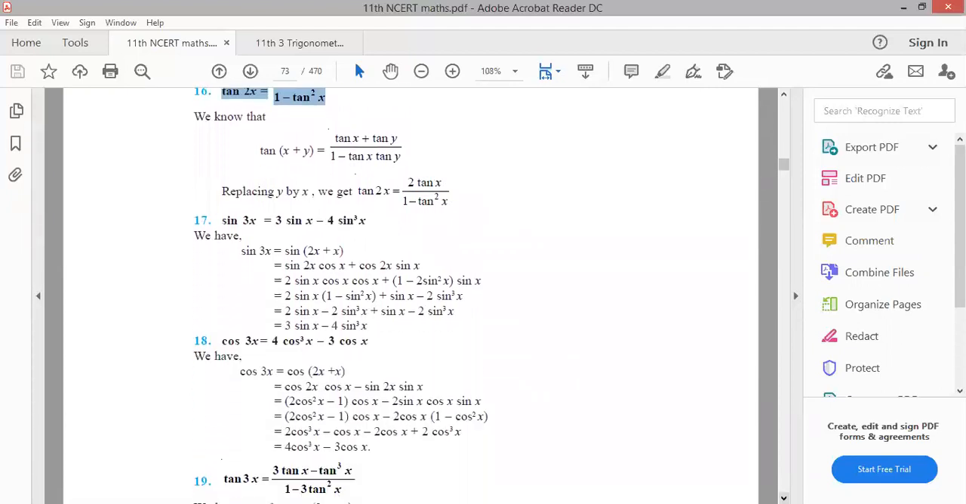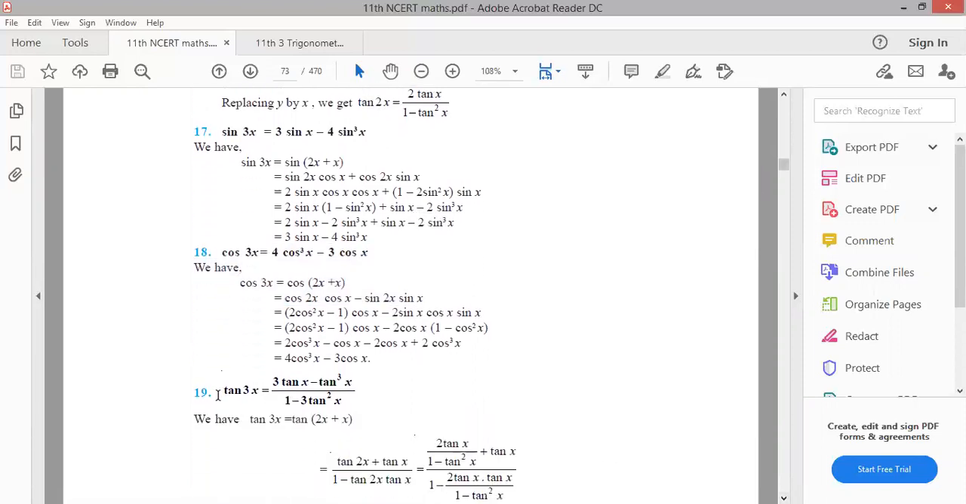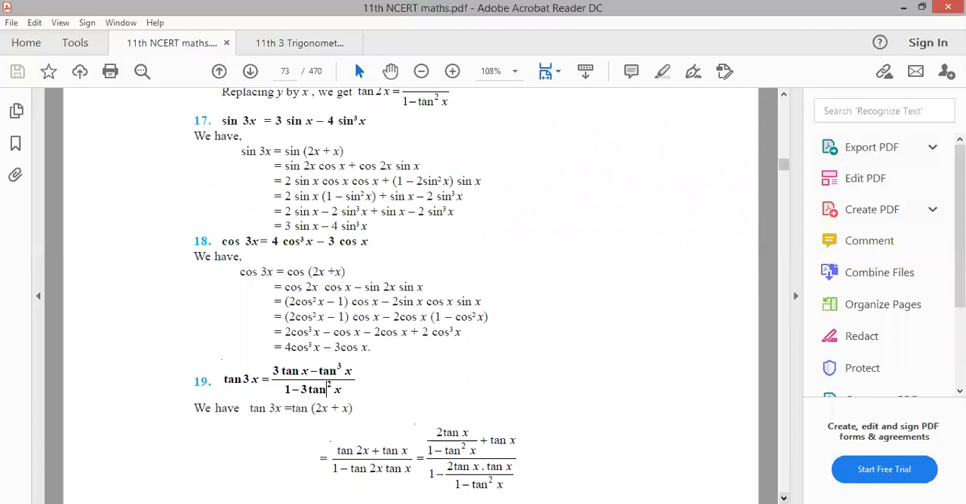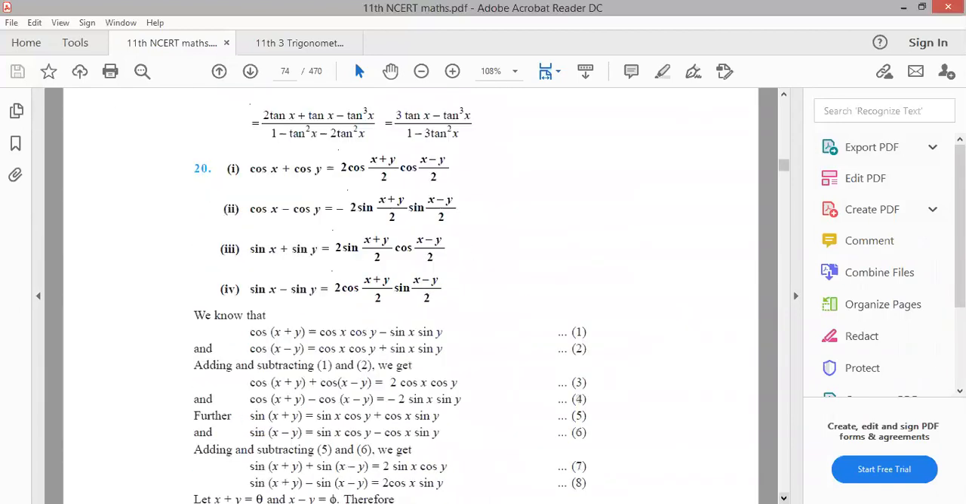So what are they? For sine, we have sine 3x is equal to 3 sine x minus 4 sine cube x. For cos, we have cos 3x is equal to 4 cos cube x minus 3 cos x. And for tan, we have tan 3x is equal to 3 tan x minus tan cube x divided by 1 minus 3 tan square x. Okay, and we have some more formulae.